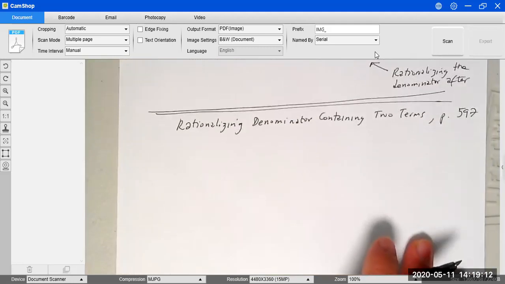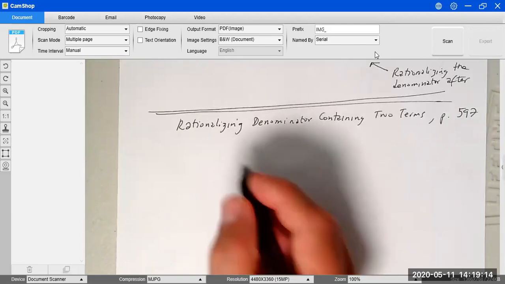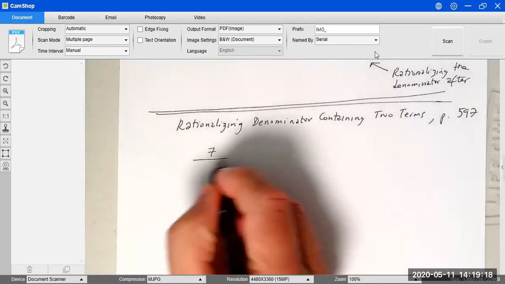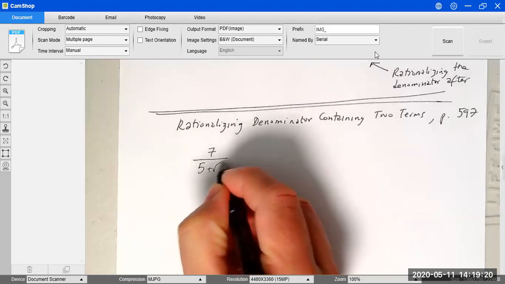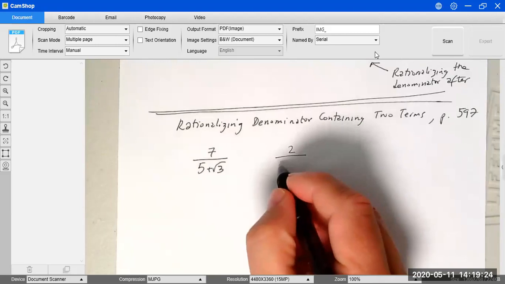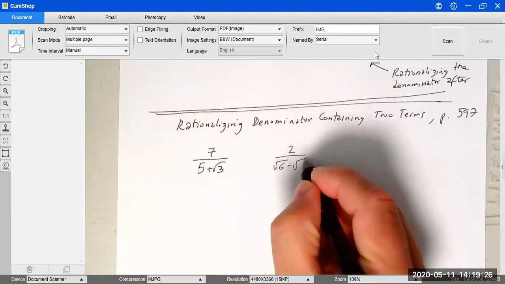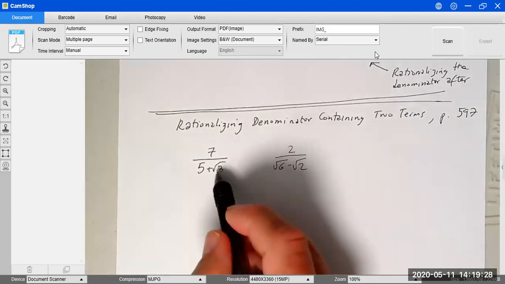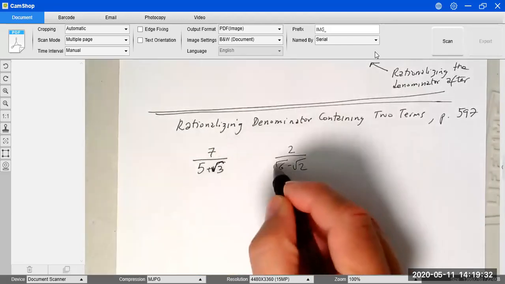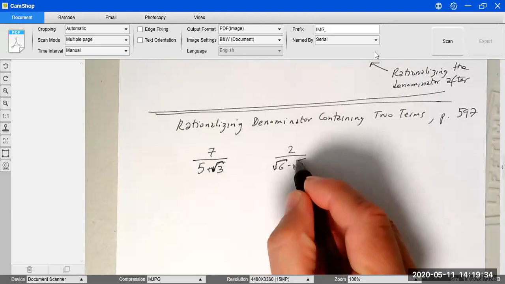So what we're going to do is, if you have something like 7 over 5 plus the square root of 3, or 2 over the square root of 6 minus the square root of 2, we need ways for us to eliminate these radicals in the denominator. So I want to get rid of these radicals.